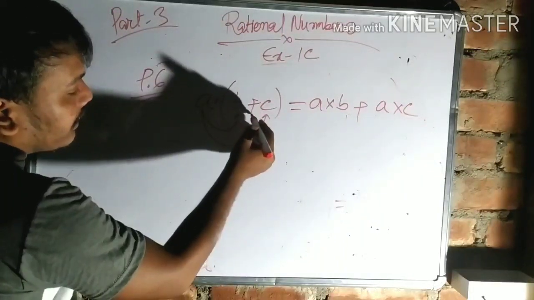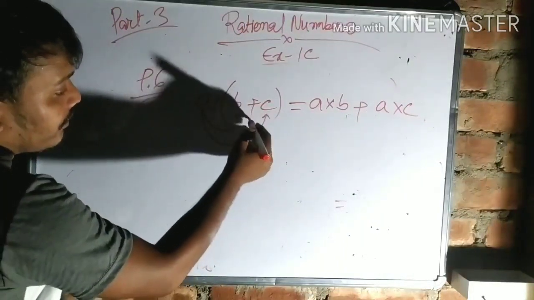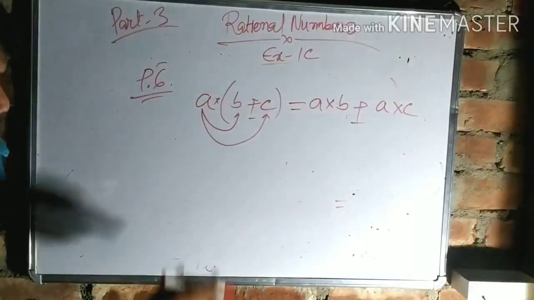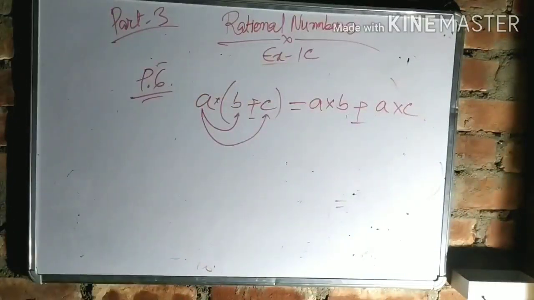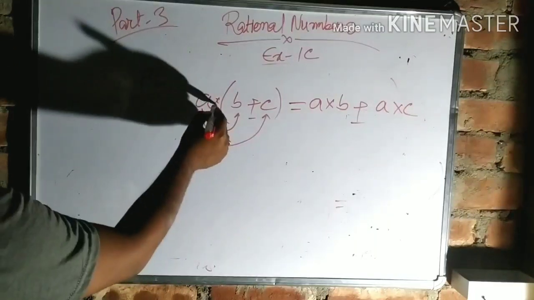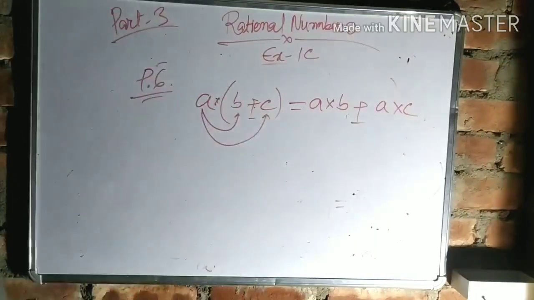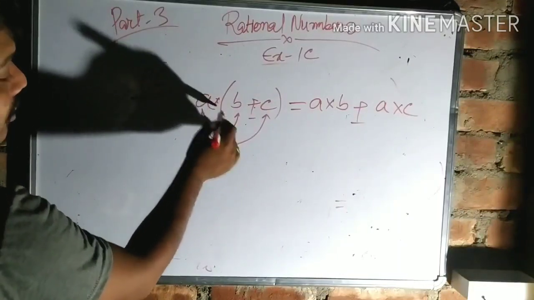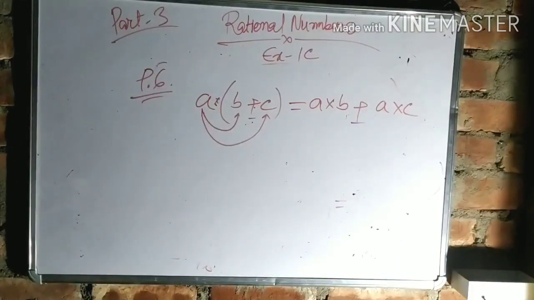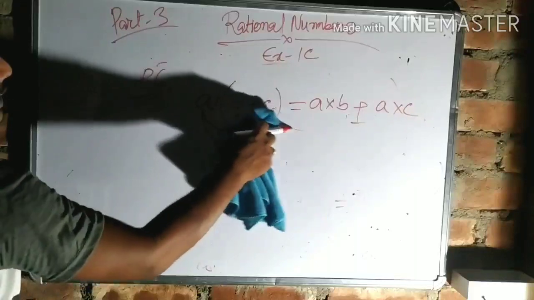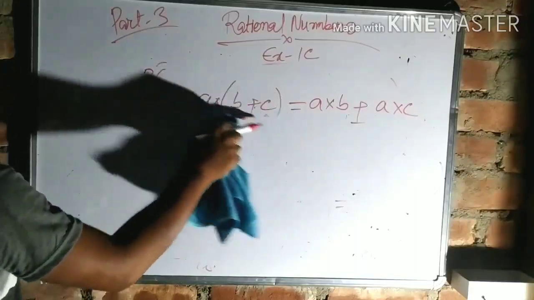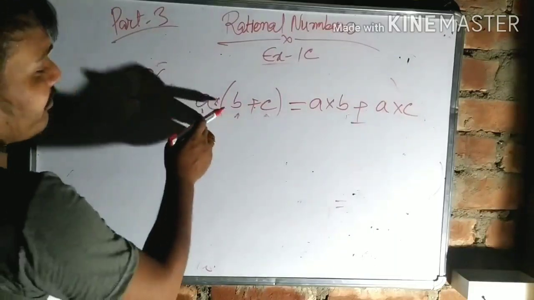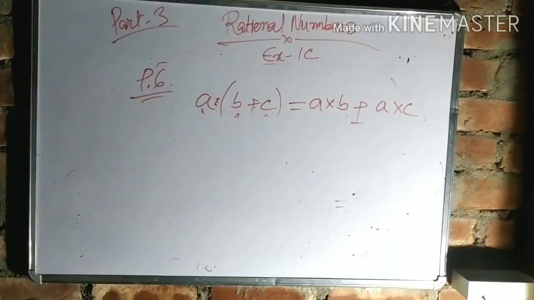If here we write minus, then here also minus. So first property, distributive property of multiplication over addition. If there is minus, then distributive property of multiplication over subtraction, where A, B, C are any three rational numbers.